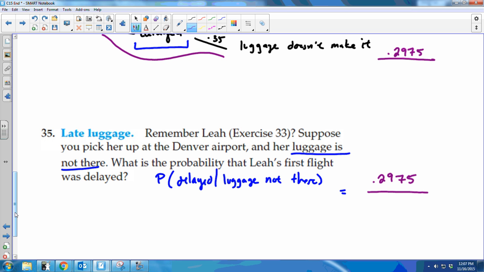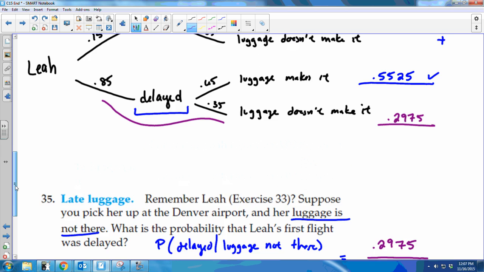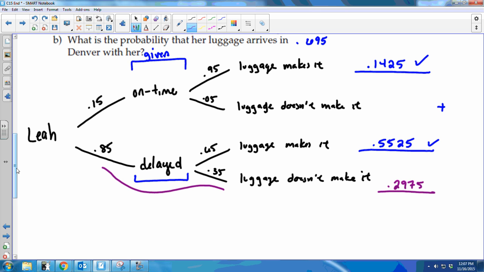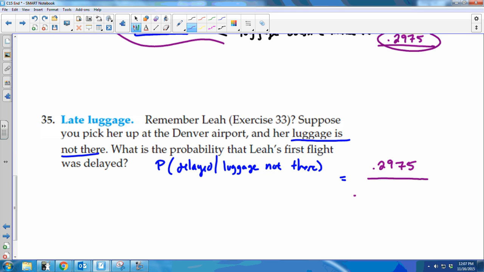When we divide by what's given, what's the probability that the luggage is not there? Well, the luggage is not there here or here. So we need to add those together in the denominator.